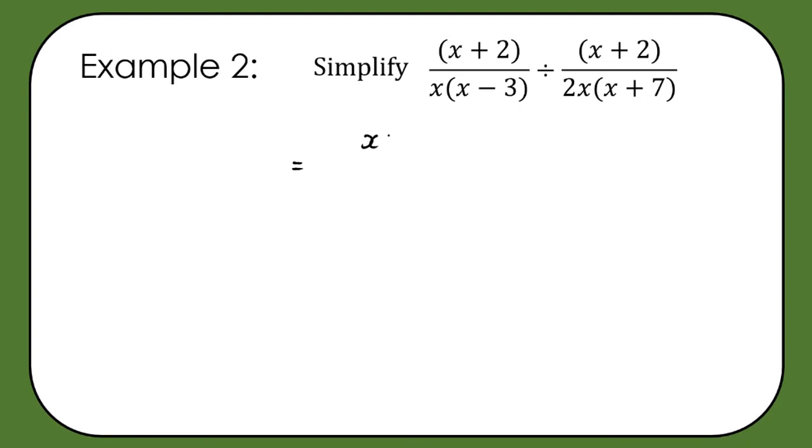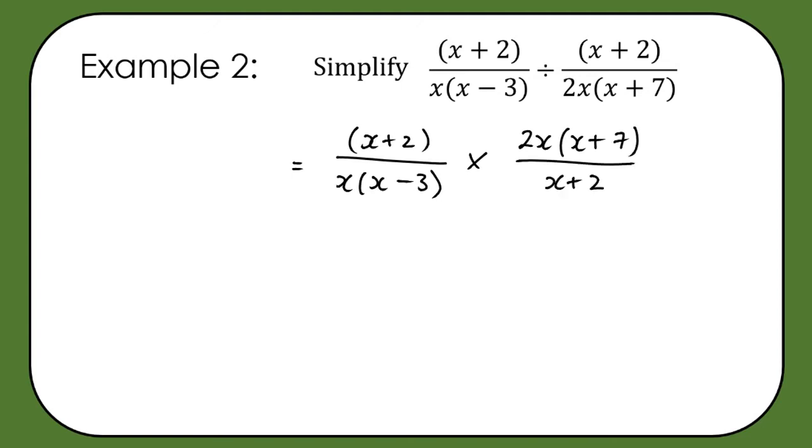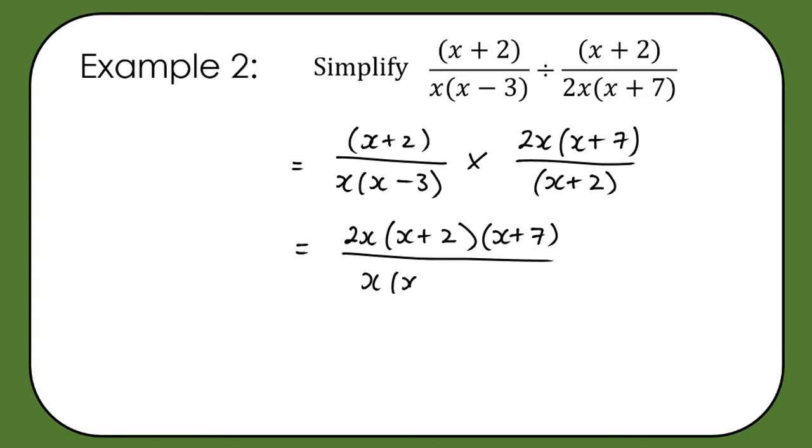Okay, so we've got x plus 2 over x times x minus 3, and we're dividing by this fraction, so I'm going to change that to multiplication and take the reciprocal of the second fraction. So you might want to do some cancelling down at this point. I'm going to put the two fractions together. So we've got x plus 2 times 2x times x plus 7. We generally write any terms that are not in brackets at the front, so I'm going to put the 2x at the front. 2x, x plus 2, x plus 7, all divided by x times x minus 3 times x plus 2.